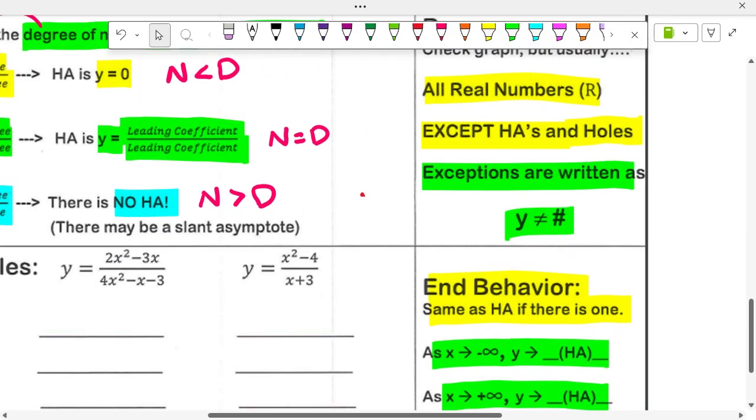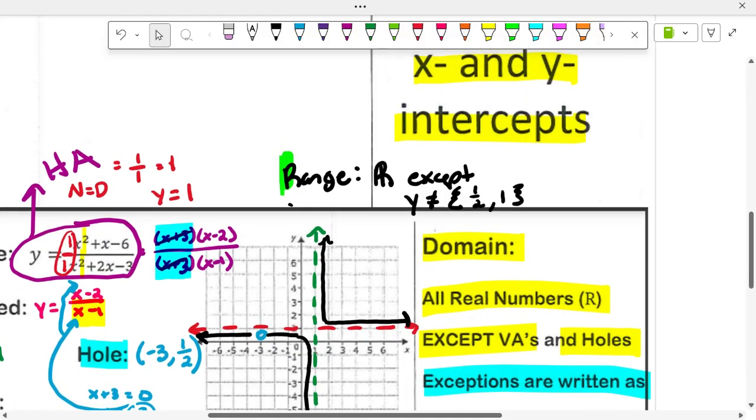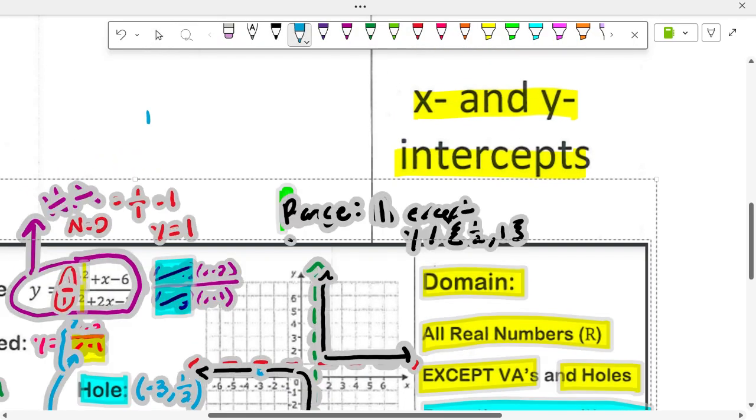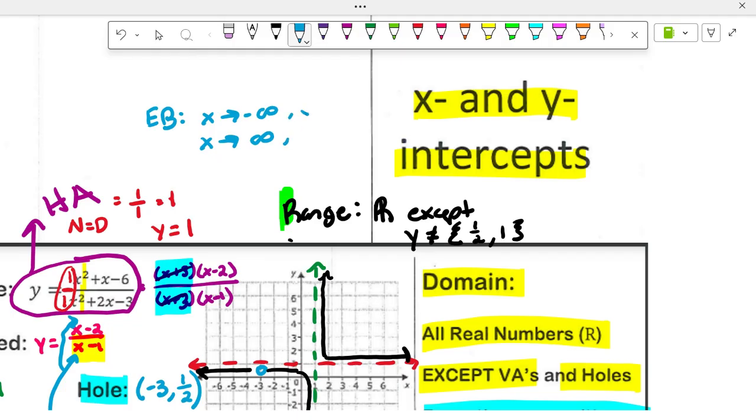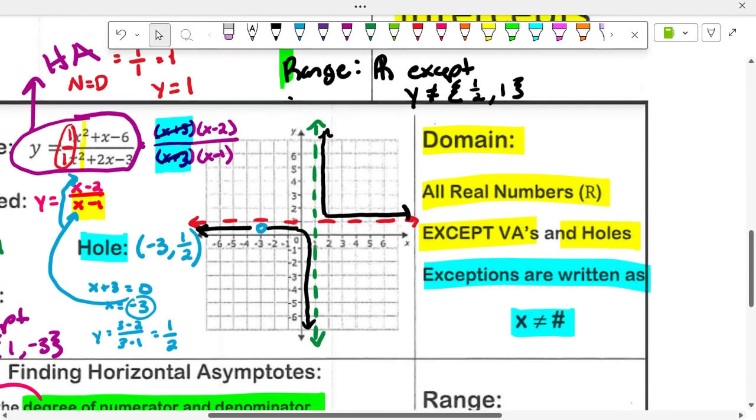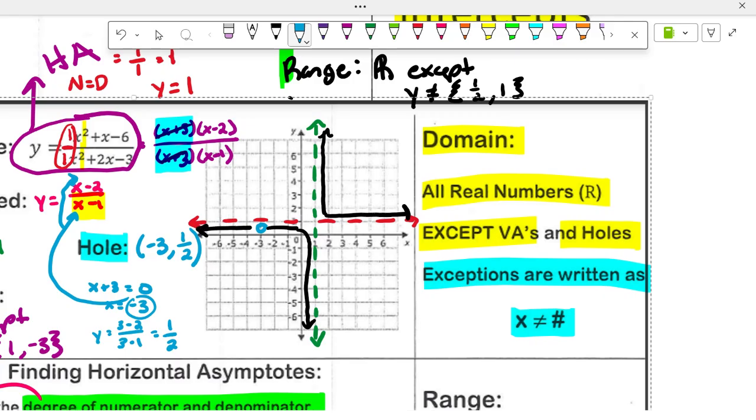So, for example, if I come back up here to write out my end behavior, we always start as x approaches negative infinity, x approaches positive infinity. So your y is always going to approach, for both of them, your horizontal asymptote, because if you look at it, that's what your y values do. So as x approaches negative infinity, which is over here, y is approaching your horizontal asymptote. As x is approaching positive infinity, which is over here, y is approaching your asymptote.